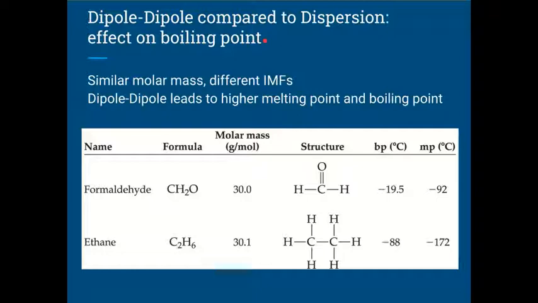So let's compare dipole-dipole to dispersion and how that affects the boiling point. Even if you have a similar molar mass but different intermolecular forces, dipole-dipole leads to higher melting point and boiling point. So here we have formaldehyde, which has a permanent dipole moment, and here we have ethane, which is nonpolar. They're very close in size, so just by size, if they only had dispersion forces, the boiling points would be similar. But you can see here, this one has a much higher boiling point and melting point than this one, simply because of the dipole-dipole interactions that the molecules have with each other.